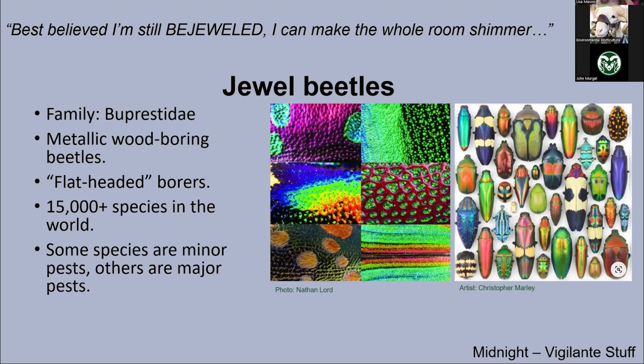And when you look at the biodiversity of all the species on the planet, plants, mammals, birds, if you look at the entire amount of biodiversity, beetles comprise nearly 25% of all that biodiversity. So hugely diverse. Jewel beetles come in a variety of colors, sizes, and shapes from all over the world. We have about 15,000 species worldwide.